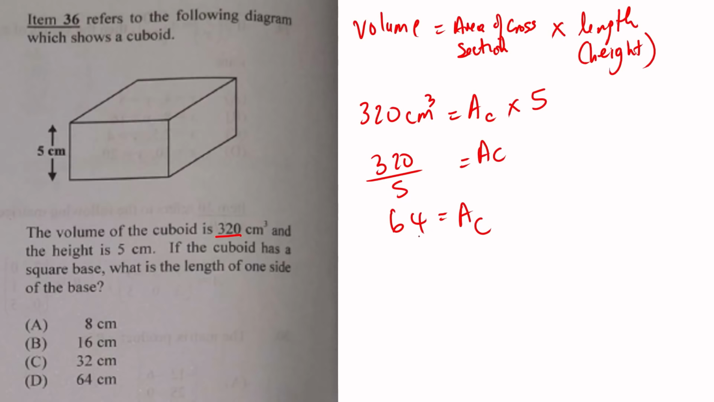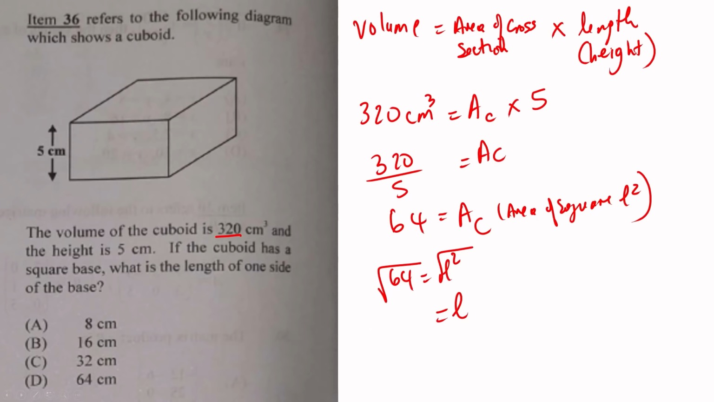Now, what does it say about the cross section? The cross section is a square base. So because it's a square base, we know that the area of a square is represented by L squared. So 64 is equal to L squared. In order to find the length of one side, we find the square root of 64, which is 8. So we get 8 centimeters. That would be the length of one side of the base.